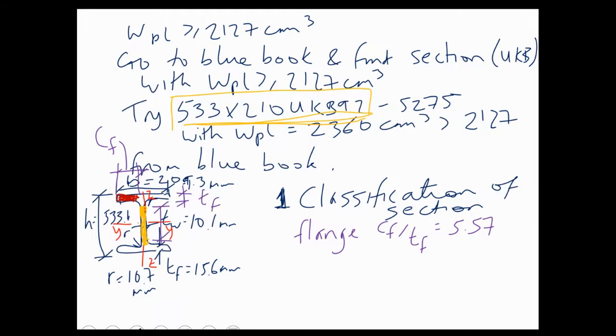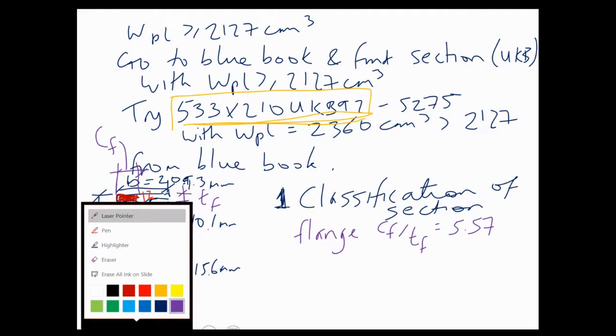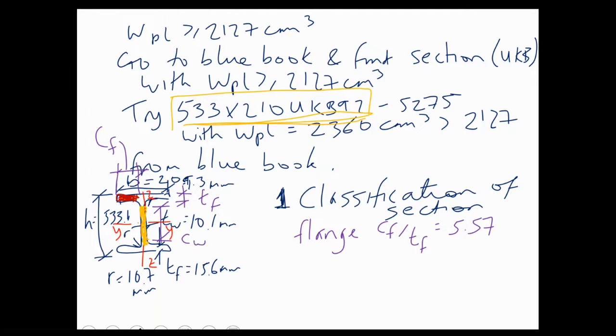I'm also interested in the web, so I need to know what the web slenderness is. This part here, up until the root radius starts going around, where it starts to get a bit thicker, so it's the unstiffened length, as far as the root radius. So really it should be as far as here up to there. That's the CW that I'm interested in, and obviously the thickness of the web as well.